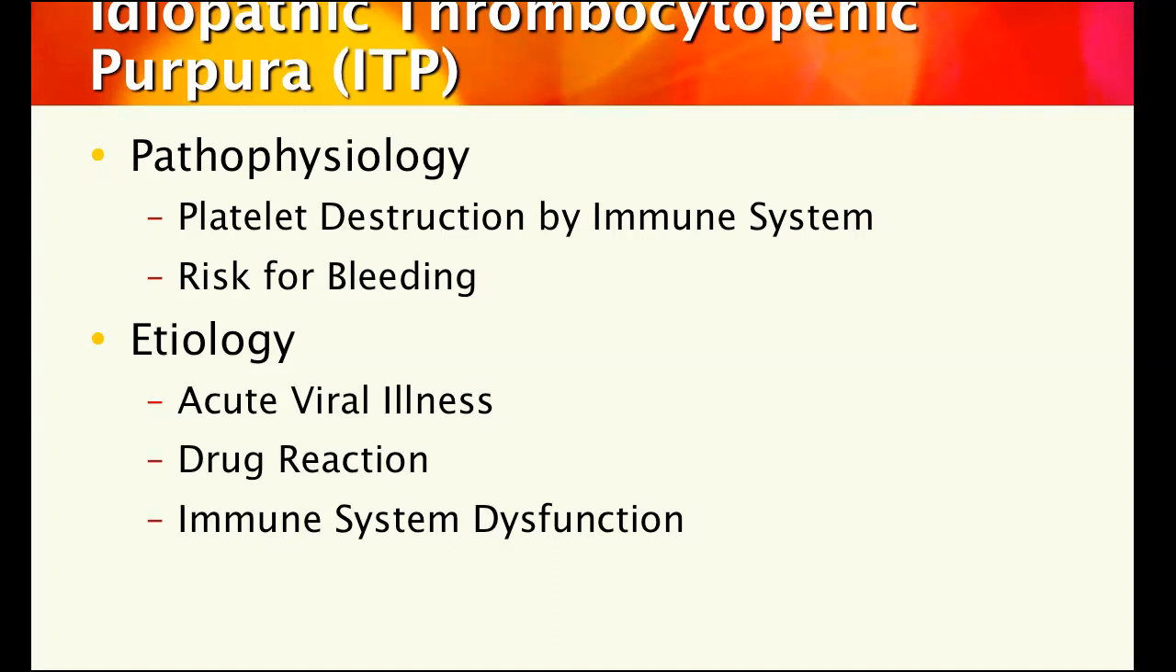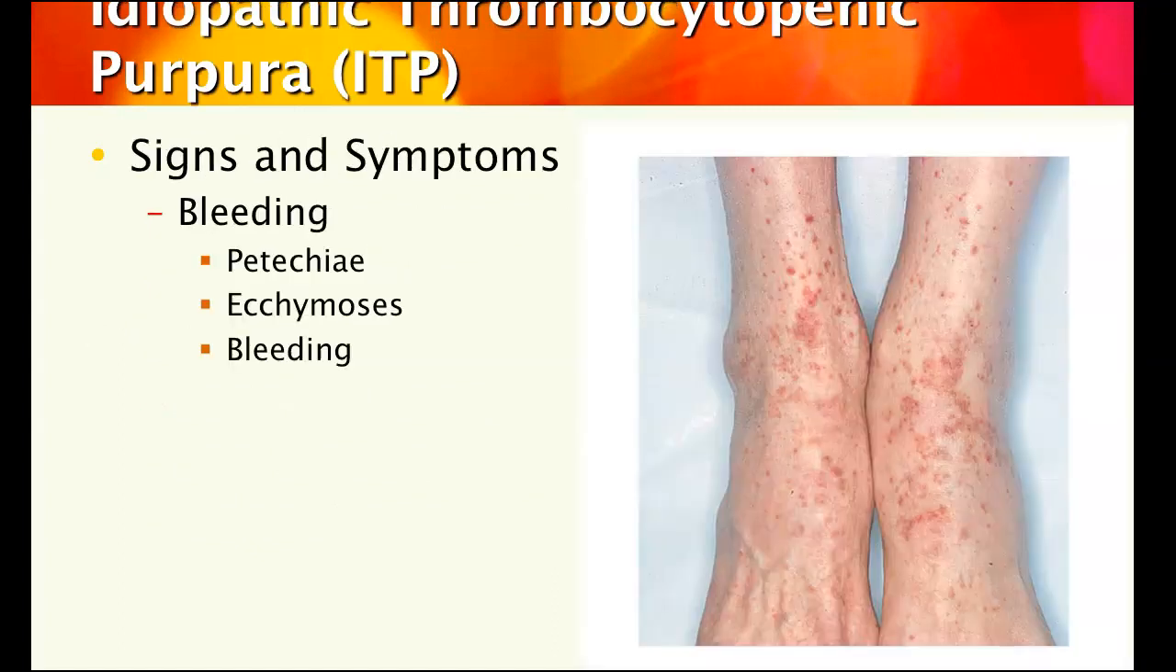So ITP, this is where you have platelet destruction by the immune system. So anytime you have issues with your platelets, your patient's high risk for bleeding. ITP can be secondary to an acute viral illness, so this could be after your patient's had a viral infection. This could be secondary to drugs or a drug reaction. It can also be secondary to immune system dysfunction. So anything that attacks your platelets or platelet destruction, and again, I see this a lot with post-chemotherapy, for example, your patient's going to be high risk for bleeding.